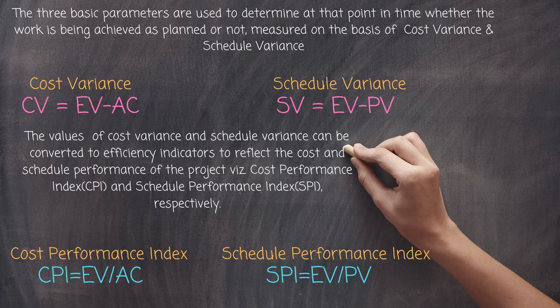The values of the cost variance and schedule variance can again be converted into an efficiency indicator, or you can say a performance indicator, that is the cost performance index and the schedule performance index. By dividing the earned value by the actual cost, we get the value of CPI, and SPI is EV upon PV, that is the earned value divided by the planned value.